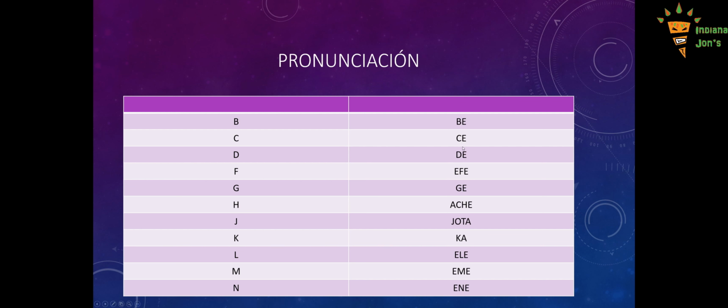This is gonna be B. This is gonna be C, not like the C, right? C. D, F, G, and we will see later why this is pronounced like this. G, H, J, K, L, M, N, and now you will see that this is ñ.